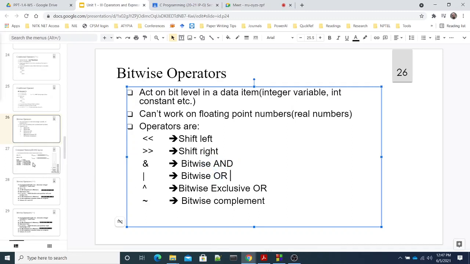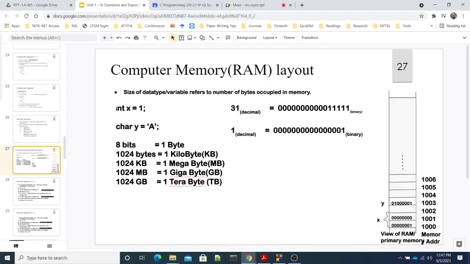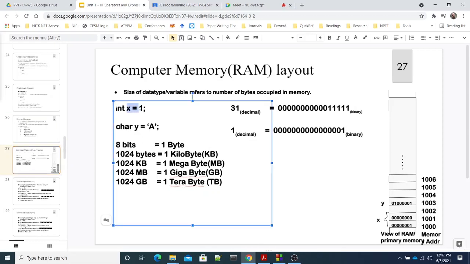Now we'll see in detail each of these operators. Okay, before going into that, I just want to refresh your memory. When we created a variable, I told that whenever we execute a statement like int x is equal to 1, some bytes are reserved in the memory. If the size of an integer is 2 bytes, 2 bytes will be reserved here. This is the view of the memory, and 2 bytes are reserved.